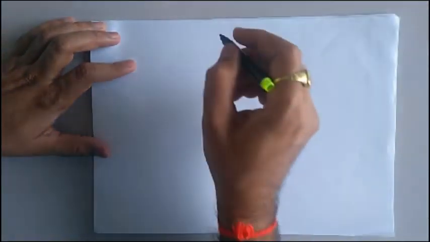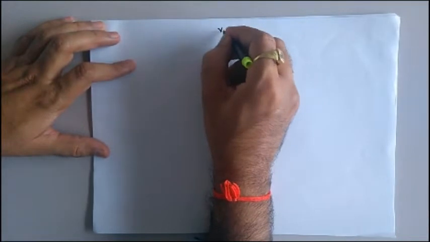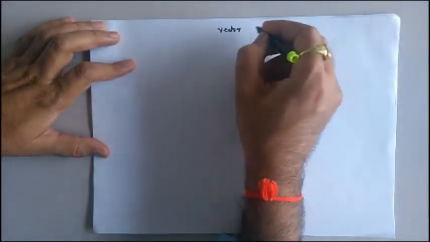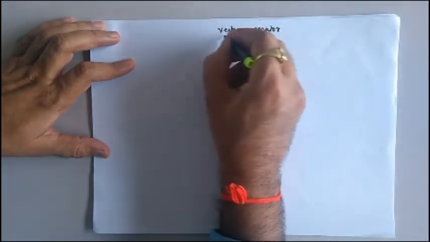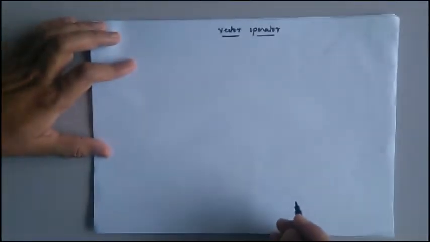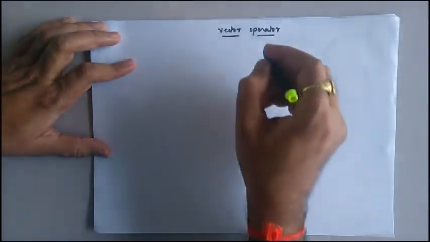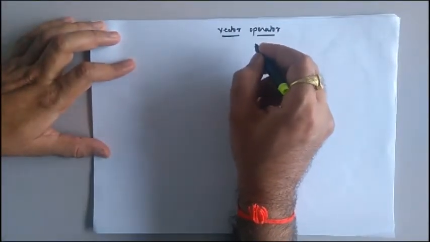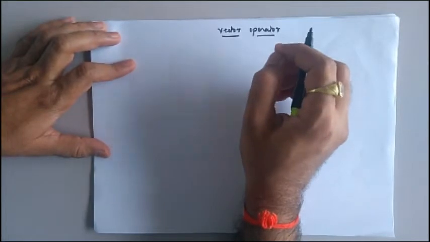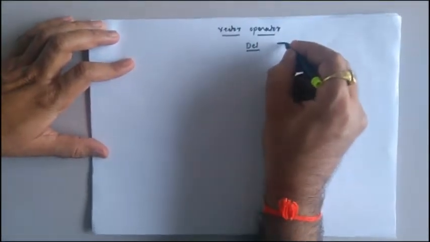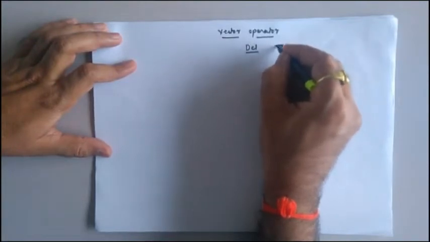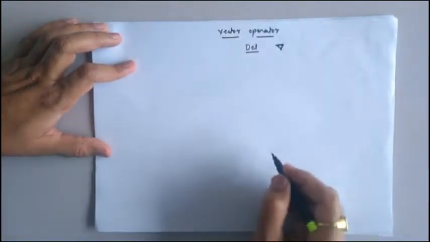Now let us try to understand the concept of vector operator. In order to understand the concept of vector operator, we should know the exact meaning of one of the most important vector operators, which is called the del operator. It is indicated by a symbol like this, an inverted triangle.